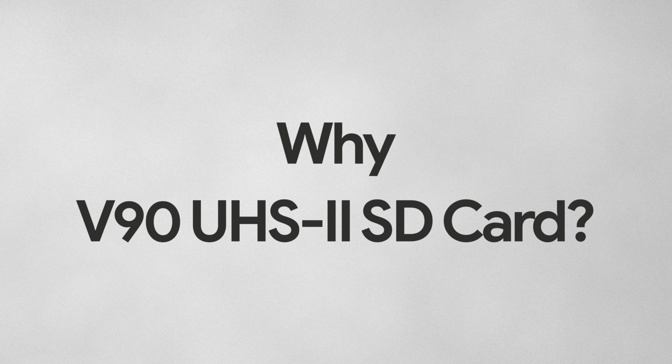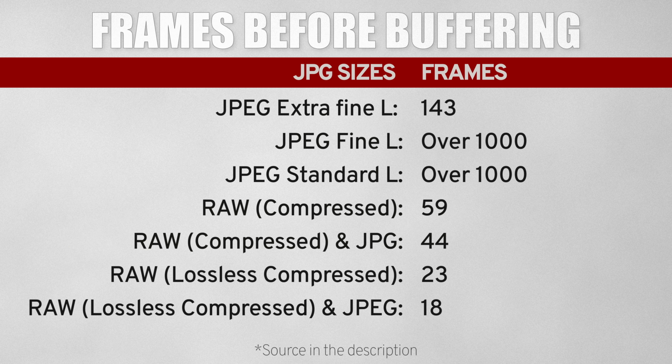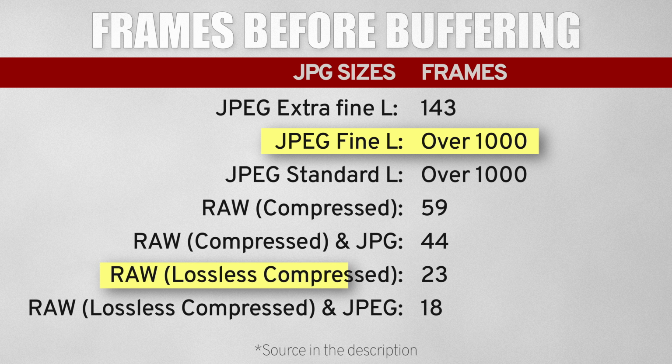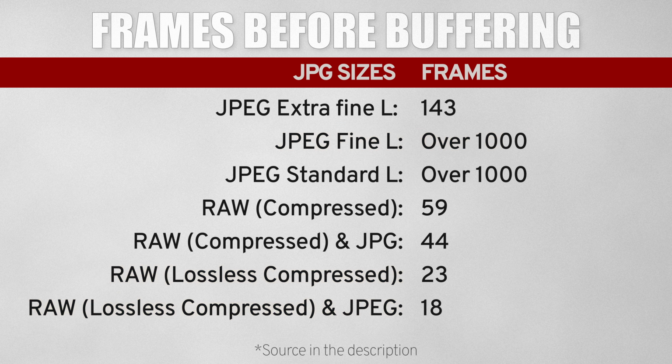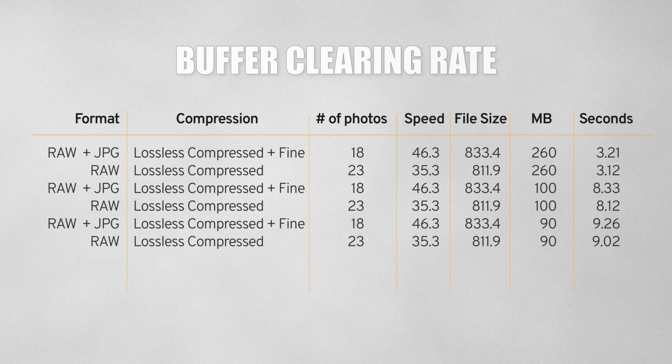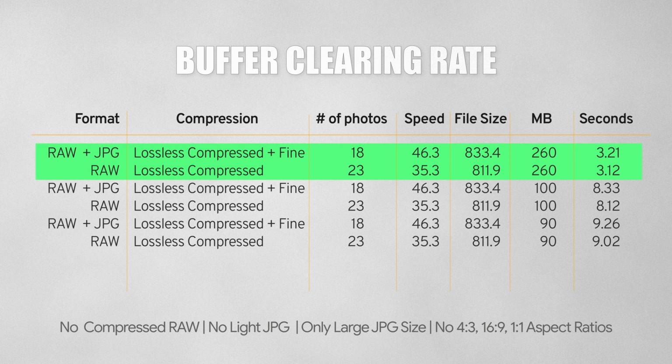Why V90 card, you may ask? Firstly, if you shoot JPEG fine images, you will never run out of the buffer. But if you were to shoot RAW in high drive, the buffer will fill up very fast as we saw earlier and need to clear them. Here is a chart of clearing rate when the buffer is filled up in RAW or RAW plus JPEG modes. It takes 2 to 4 seconds to clear the buffer if V90 card was used, and the more you shoot, the longer it will take to clear the buffer.